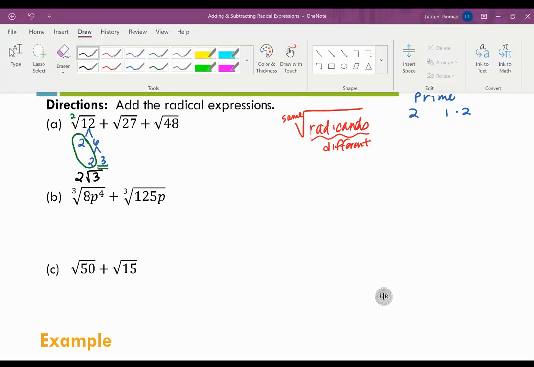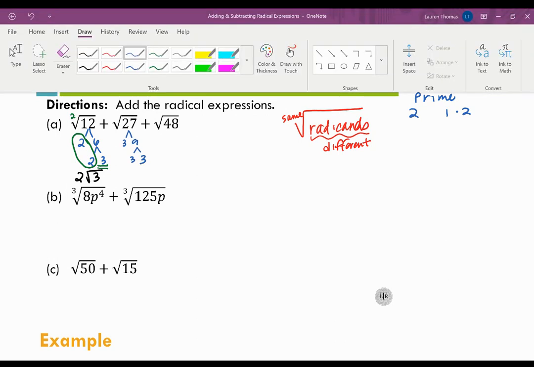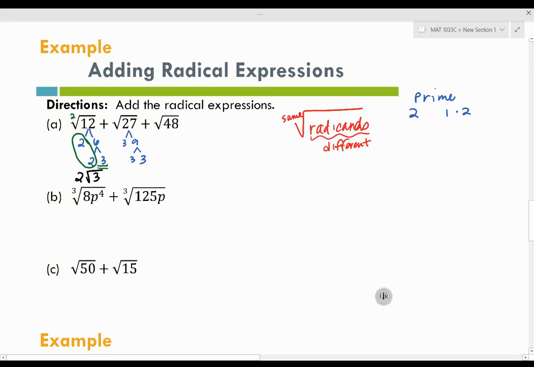Now I'm going to simplify the next one. 27 can be broken down as 3 times 9, and 9 can be broken down as 3 times 3. Looking at the radical again, the index is 2, which means items can come out of the radical as long as they come out in pairs. We have a pair of 3s here. This last 3 doesn't have a partner, so it's not going to be able to come out of the radical. It has to stay underneath. So we have 3 square root of 3.